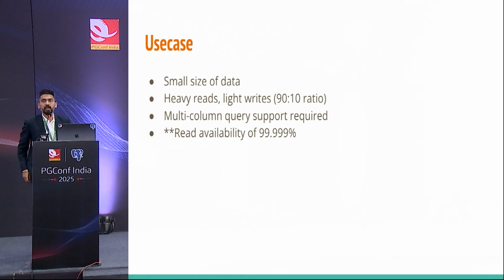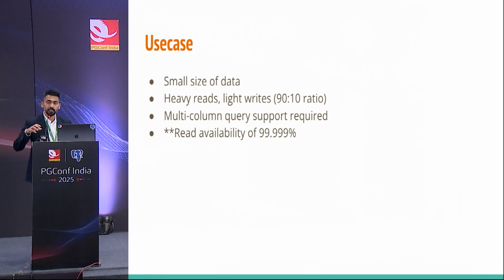The use case that we have with our application is pretty simple. It has a very small size of data, but it has very heavy reads and fewer writes. So, you can say it's like a 90-10 ratio. And as the application started growing, we started seeing the use case of querying multiple different columns that was earlier not meant.